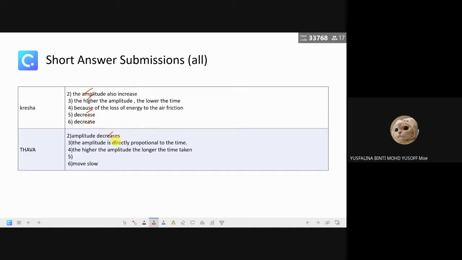Directly proportional: the amplitude is directly proportional to the time. What does directly proportional mean? Directly proportional means when the time increases, the amplitude also increases, right? So it's wrong. It should be inversely proportional. That's why I prefer you answer in the relationship of the graph. Inversely proportional, not increasing. This one is directly proportional, when the time increases the amplitude also increases. No, right, the amplitude will decrease.